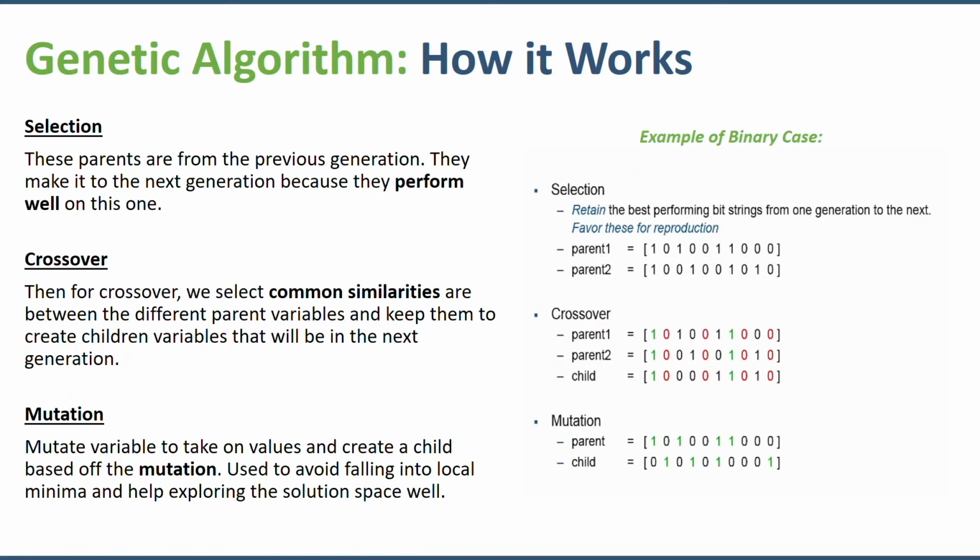First technique is selection. These parents are from the previous generation. Basically, they perform well, so we are keeping them. Crossover now. We select common similarities between the parent variables. We then decide to create children variables that will be in the next generation. Mutation. We take parent variables, mutate them, and create child variables. Mutation is interesting because it allows the genetic algorithm to do some exploring while avoiding falling into a local minima.